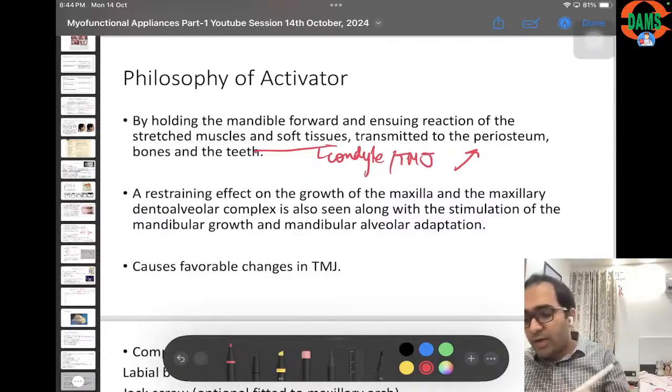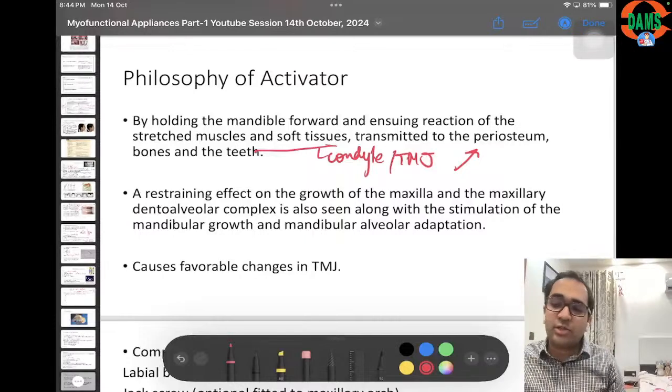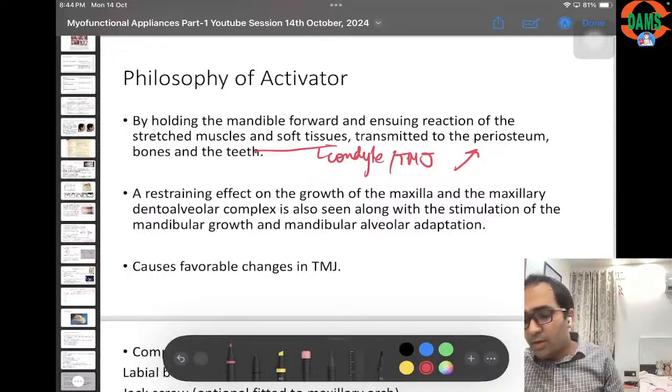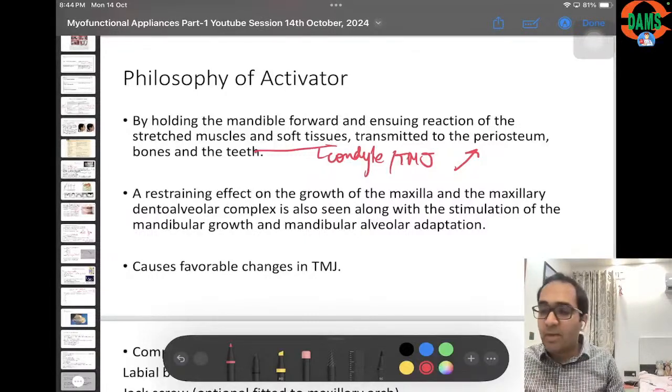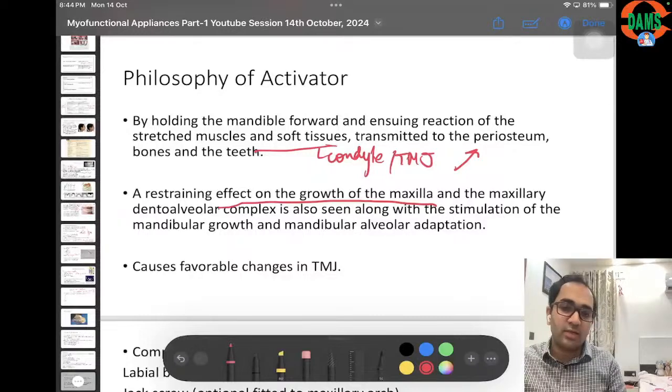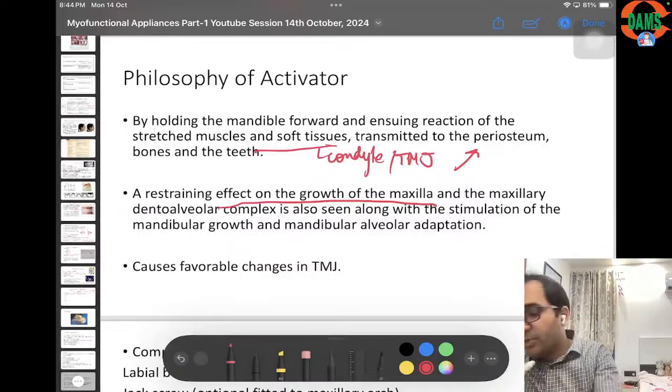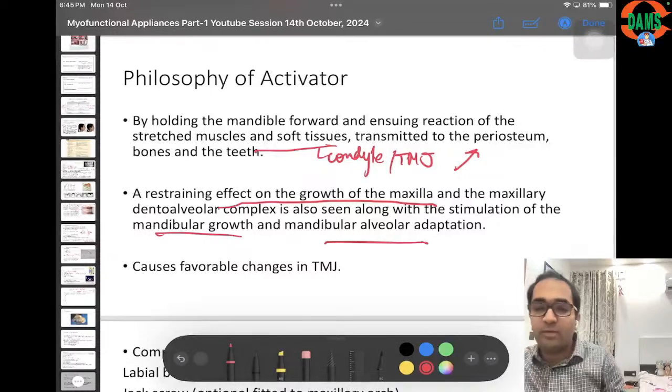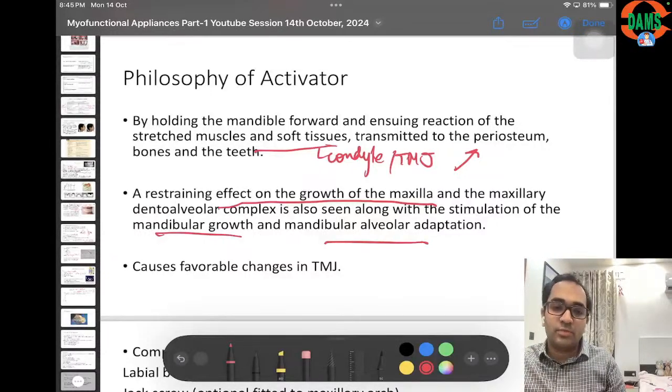Okay, so what will happen? दो तरह के चेंजेस होंगे, मैक्सिला एंड मैंडिबल अलग अलग. मैंडिबल क्या करेगा? इट विल बी एडवांस्ड एंड मैक्सिला पे क्या होगा? एक रिस्ट्रेनिंग और डिस्टलाइजिंग इफेक्ट आएगा. सो इट विल हैव अ रिस्ट्रेनिंग इफेक्ट ऑन द ग्रोथ ऑफ द मैक्सिला एंड द मैक्सिलरी डेंटोएल्वुलर कॉम्प्लेक्स, along with there will be a stimulation in the growth of the mandible and the mandibular alveolar adaptation.